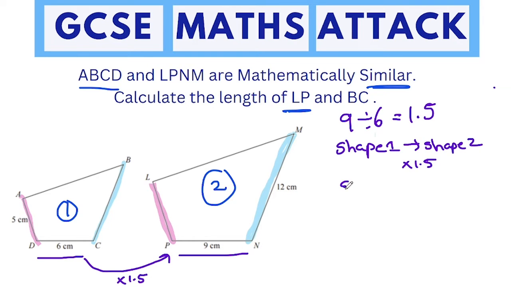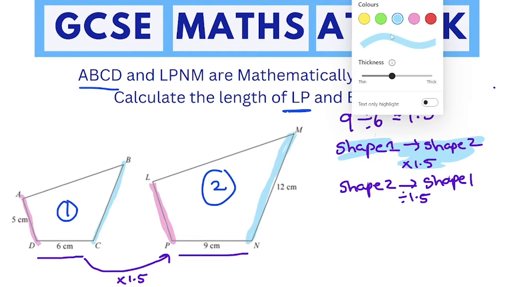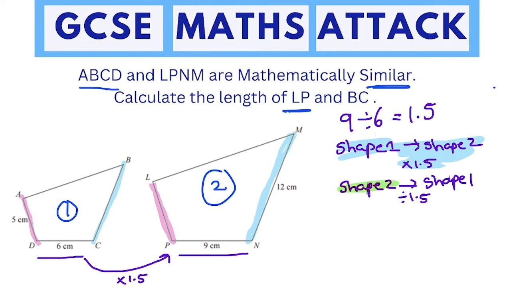And if I want to go from shape 2 to shape 1, I need to divide by 1.5. I'm just going to quickly highlight that. So shape 1 to shape 2, multiplied by 1.5, and to go from shape 2 to shape 1, I'm going to divide by 1.5. Okay, so now we've got those two fun facts. Let's work out these side lengths.